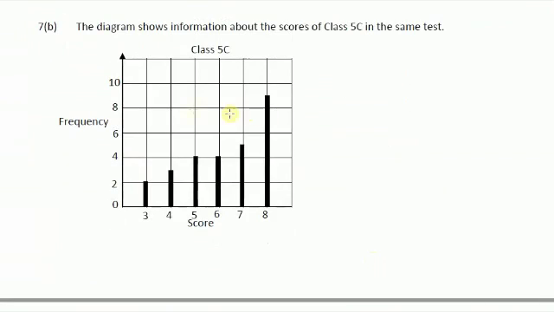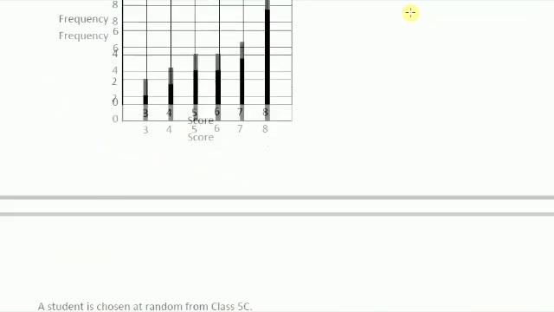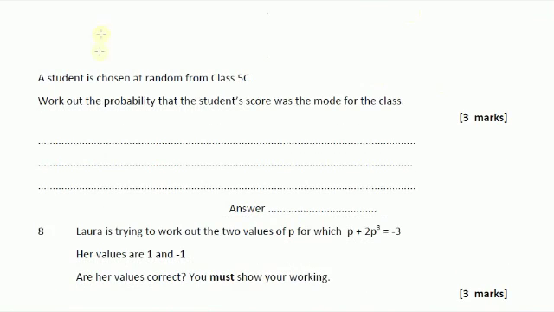Part B. Diagram shows information about another class, 5C. And now what does the question ask? A student is chosen at random. Work out the probability that the student's score was the mode for the class. Mode, what does mode mean? The most common score.